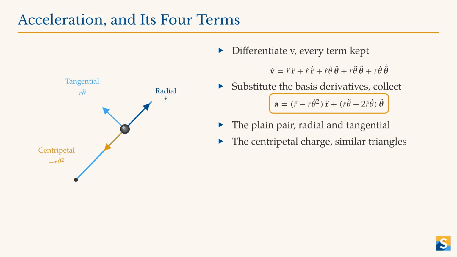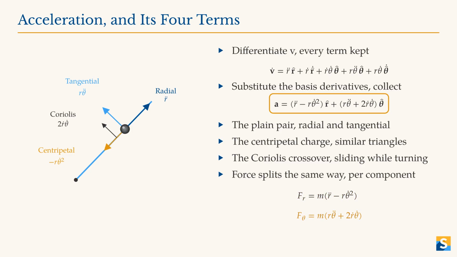The last term, 2r dot theta dot, is the stranger. It appears only when the radius changes while the frame sweeps. That is the Coriolis term, the steering hand behind hurricanes and long-range artillery. Split any force into radial and tangential parts, and these 4 terms are the price list. Rotating frames will get an entire lecture of their own.